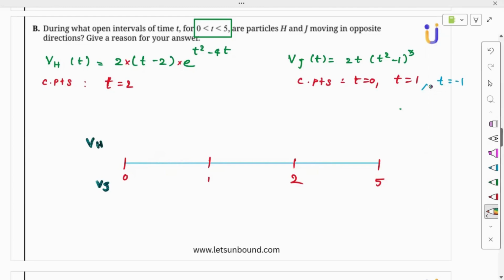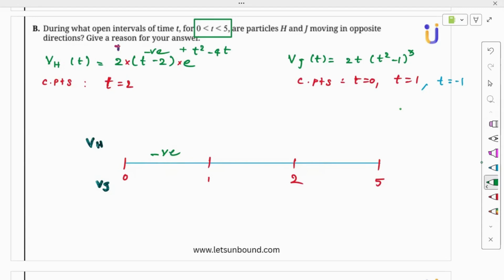Okay. So velocity of H from 0 to 1, you take any number like 1 by 2. This is positive. Even if it's e to the power negative 5 you got, 1 by e to the power 5 is going to be positive. So that is also positive. Only t minus 2 will determine the entire sign. T minus 2, when you put a half, your half is to the left of 2, so of course it's negative. So totally it's negative.